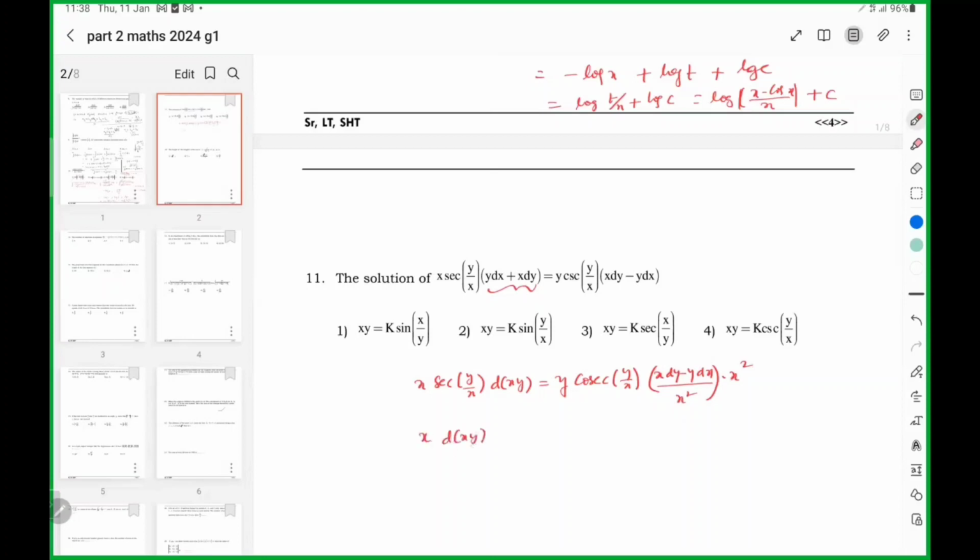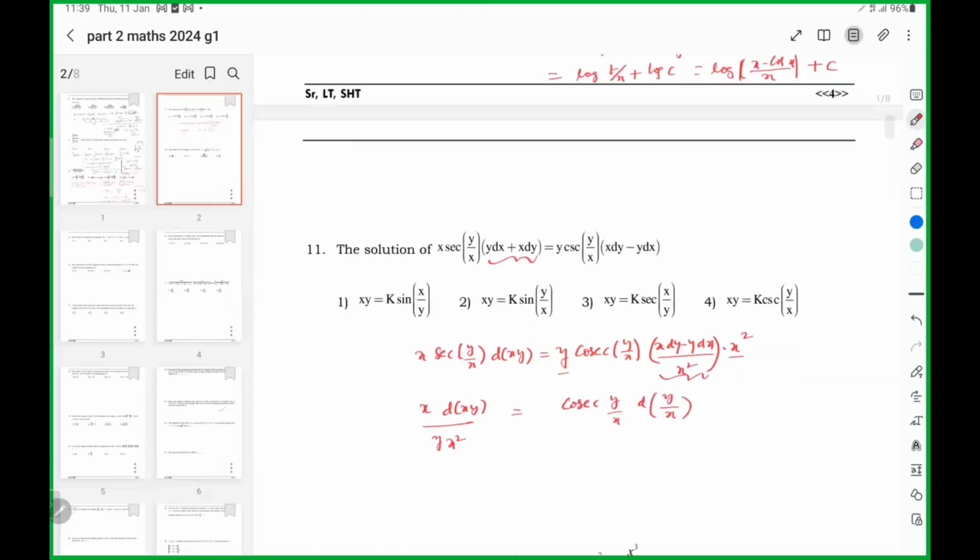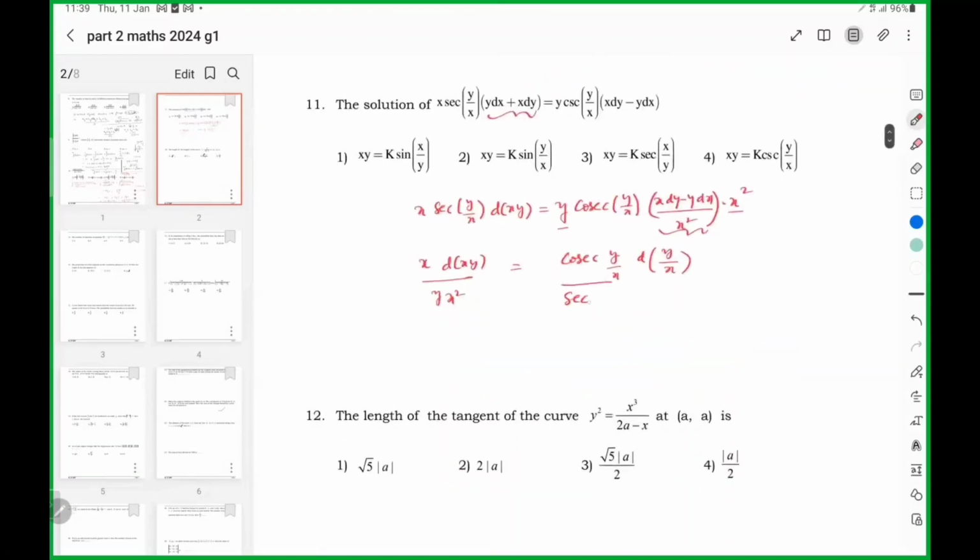x d of xy is y x square, taking to left side. Cosecant y by x. This whole thing I can write as d of y by x by secant y by x. d of xy by xy. Here cot, it's 1 by sine, 1 by cos. Cot y by x.